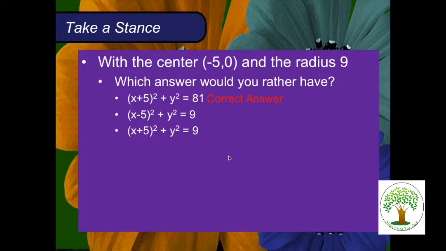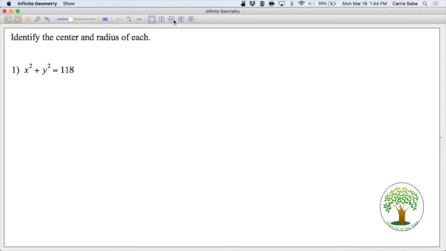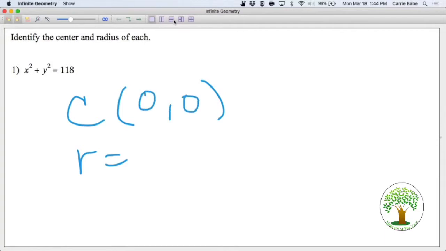All right, here we go. Let's do some of your homework problems. We need the center and the radius. So I have C for center and R for radius. Your center is going to be an ordered pair, and your radius is just going to be a number. What is the center for this? 0, 0. I just did X, comma, Y, but it would be 0, 0. That's fine too.